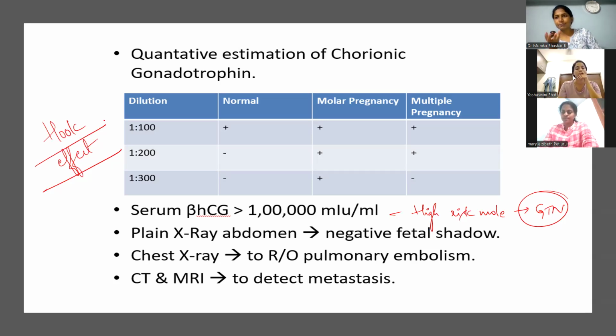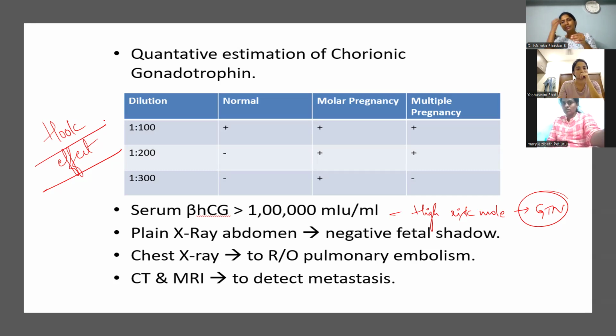So what happens whenever there is increased beta HCG? Obviously, you know there is molar pregnancy. There is increased secretion of beta HCG hormone. So it is a hormone. Whenever there is a high amount of beta HCG, what will happen? It will oversaturate. You will do a card test. So you will do a UPT.